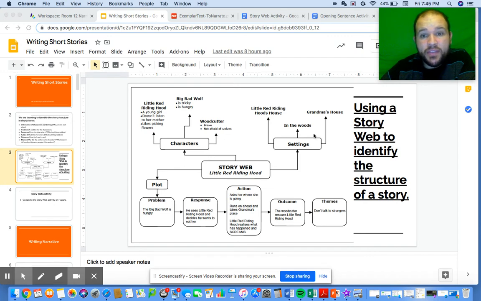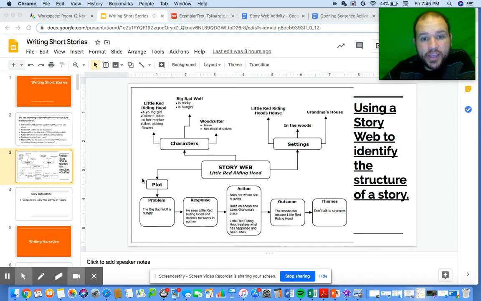And then the setting, which is where the story is taking place. The setting moves. So the setting starts at Little Red Riding Hood's house, and it then goes into the woods where she runs into the Big Bad Wolf, and then ends at Grandma's house, and that's where we meet the Woodcutter as well.